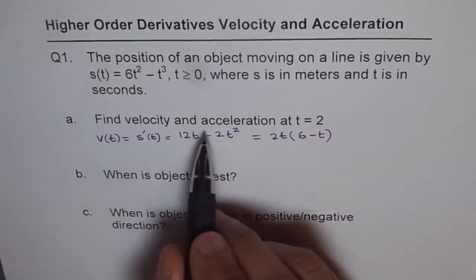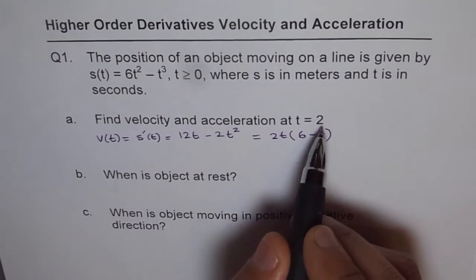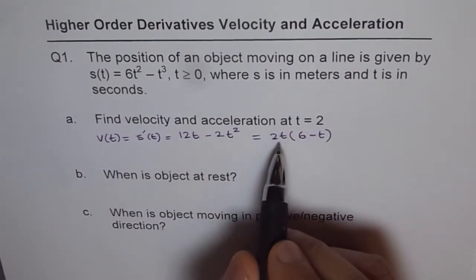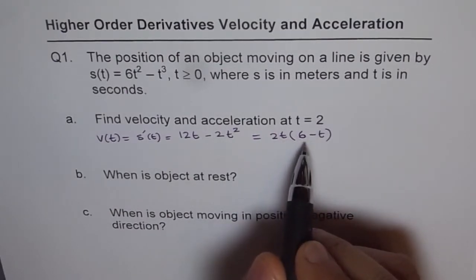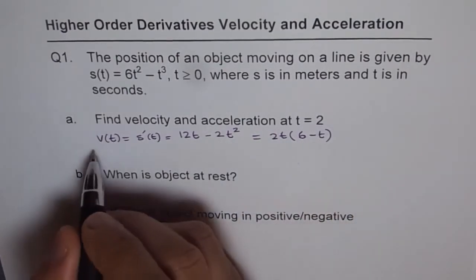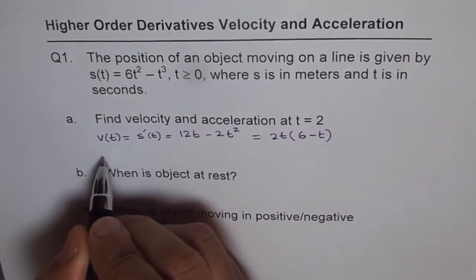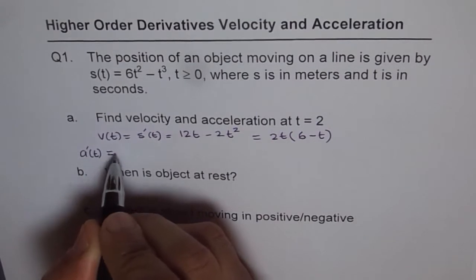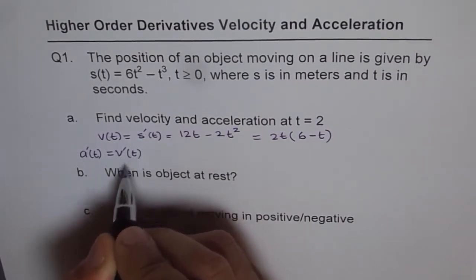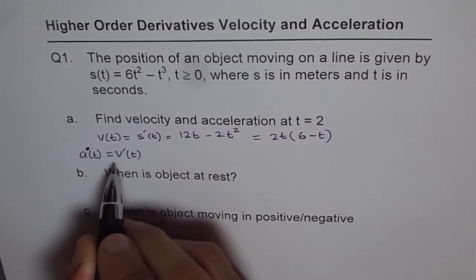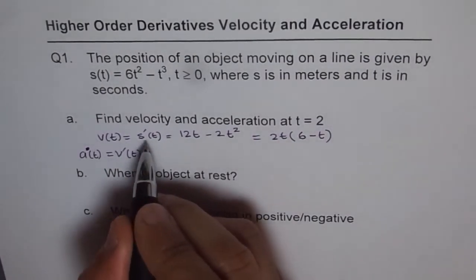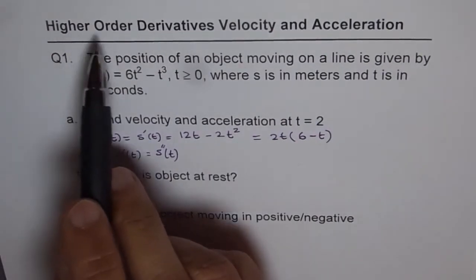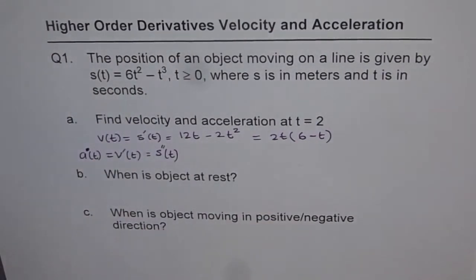Now find velocity and acceleration at t equals 2. When we have to find velocity and acceleration at t equals 2, you just need to substitute t as 2 here and get the answer. But let's first differentiate velocity again and get acceleration. So acceleration basically is the derivative of velocity. So let me first write this as acceleration, the derivative of velocity, which is in fact the second derivative of displacement. And that is how higher order derivatives come into the picture, right?